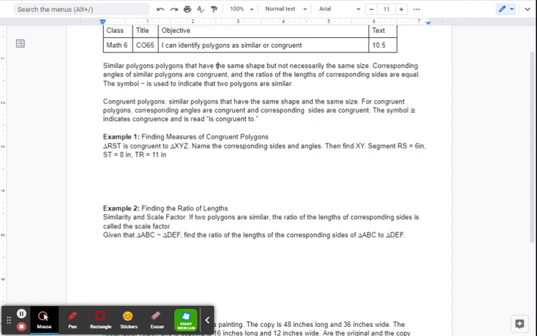Even though that triangle is turned, you have to match up the correct sides. So RS goes with XY. Then we have ST goes with YZ. So then TR goes with ZY.